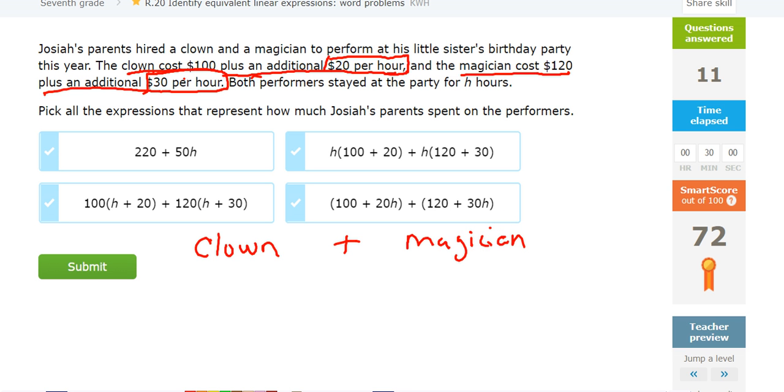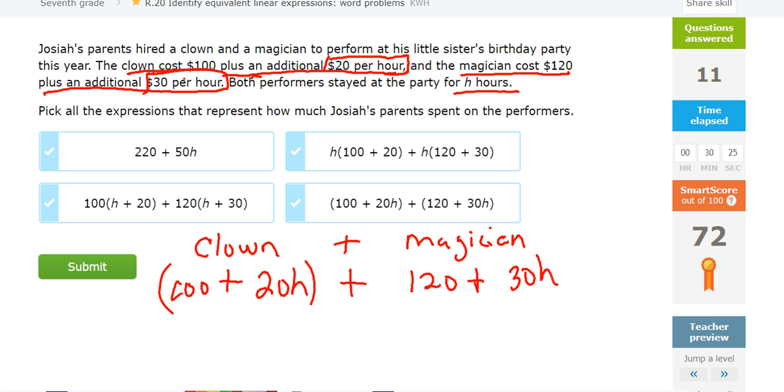So the clown costs $100 plus $20 per hour. So I could say $20 times H, where H is the number of hours. So that's one expression. Plus the magician costs $120 plus $30 per hour. So 30 times the number of hours. So now I can see that I have one of my expressions. That's one way to think about the problem.